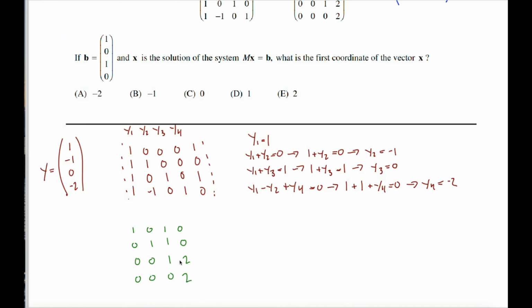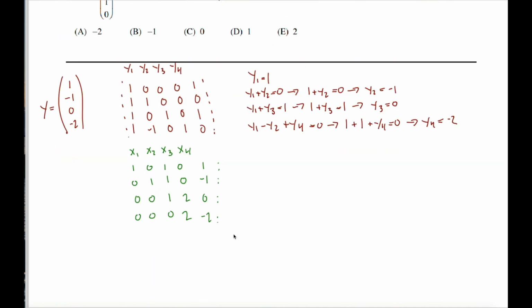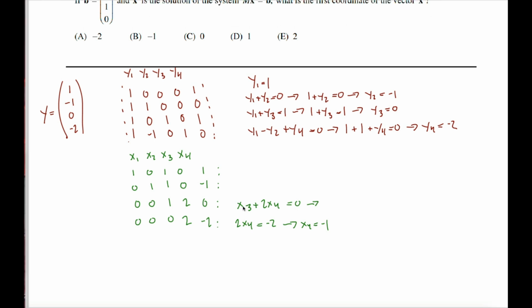Here's U. I'll augment this with y, and I'll use this to solve for x. Because I have an upper triangular matrix here, it makes more sense to start from the bottom. I got 2x4 is equal to negative 2. Therefore, x4 is equal to negative 1. From this row, I know that x3 plus 2x4 is equal to 0. Therefore, x3 plus 2 of these negative 1s is equal to 0. In other words, x3 minus 2 equals 0. Looks like x3 is equal to 2.